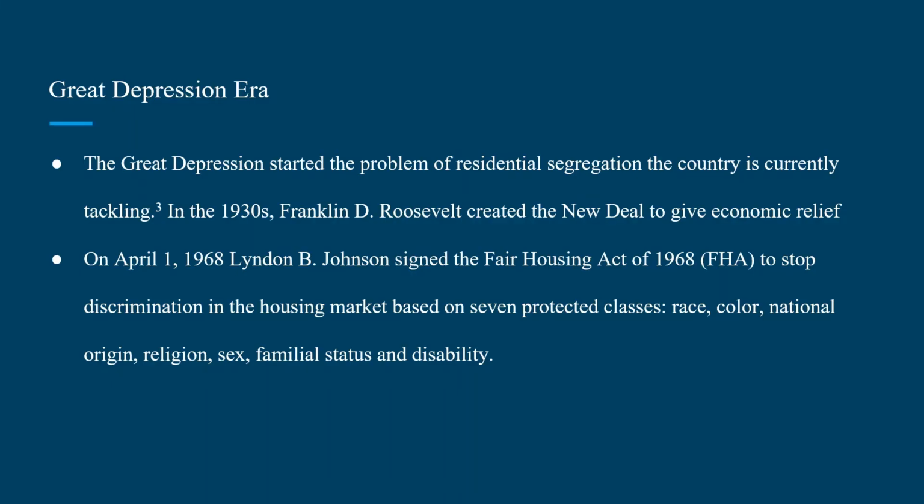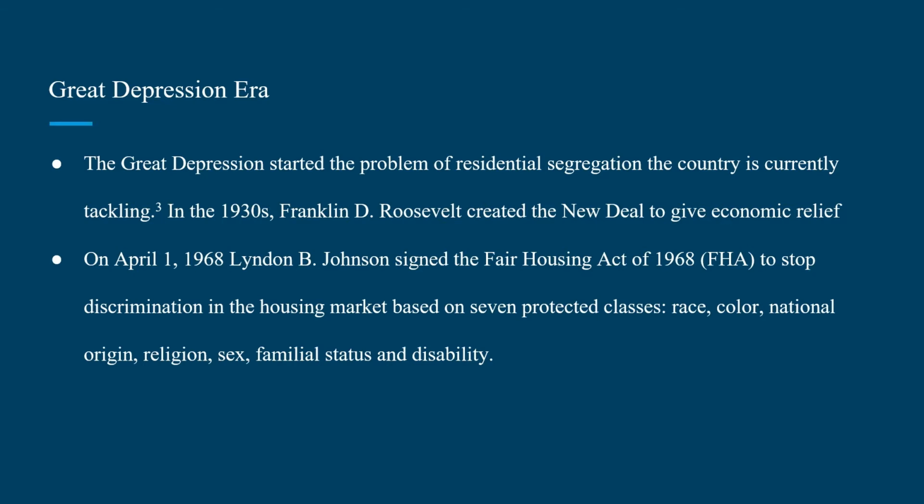So I wanted to conduct this research and examine why there's an achievement gap and how our education system can change. One of the main reasons for school segregation is residential segregation. And residential segregation started way back in the Great Depression era.